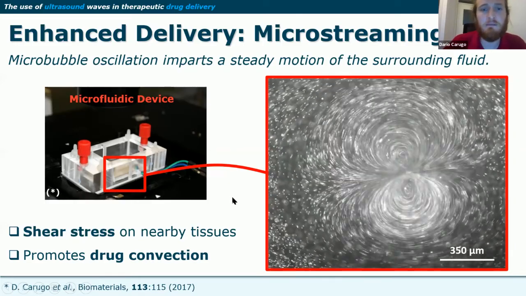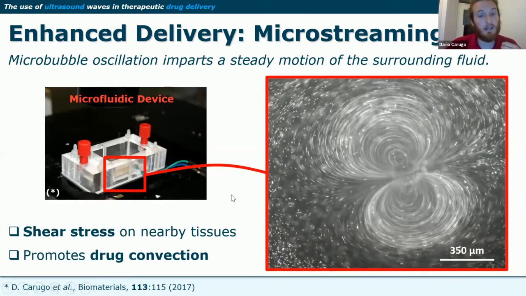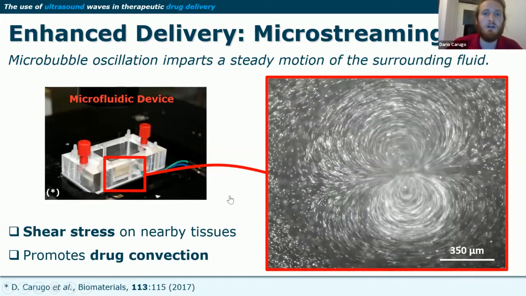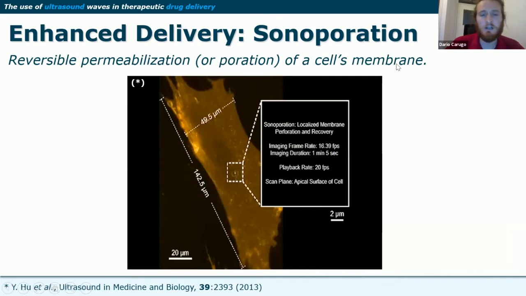In addition to microstreaming, a second mechanism that can help deliver drugs into the cells of a target tissue is what we call sonoporation. This has less to do with the stable oscillation of the bubble, but more with the second type of cavitation regime that I've discussed before, which is the one that leads to bubble collapse, what I called transient cavitation.